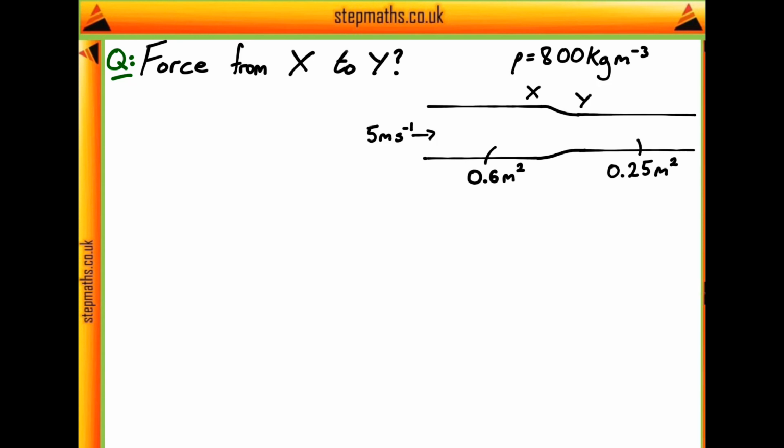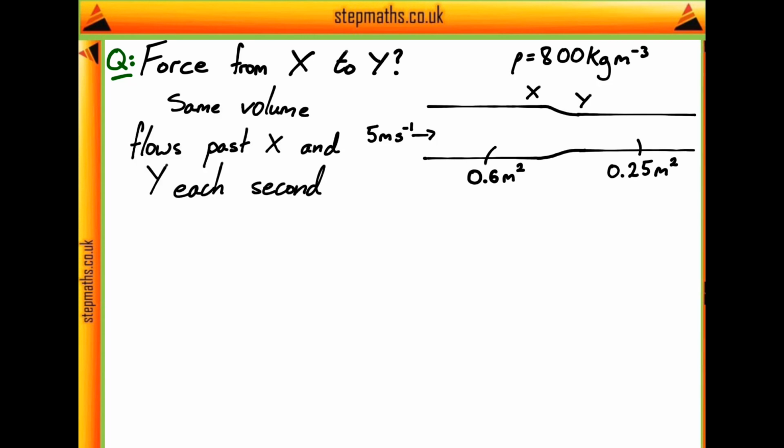We know that we have this oil being pumped through, but as the pipe gets narrower, the oil can't just continue to flow through at the same rate because there's less of an area now, so it's going to have to flow through a bit faster. This is all because the same volume flows past X and Y in each second. The oil isn't getting compressed or disappearing, there just has to be the same amount flowing through the pipe at the two different points per unit time.